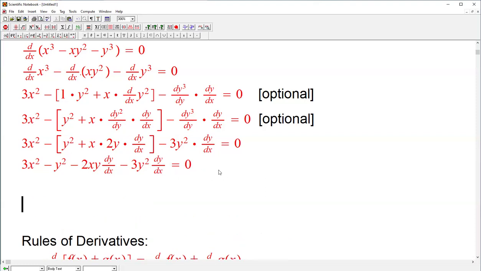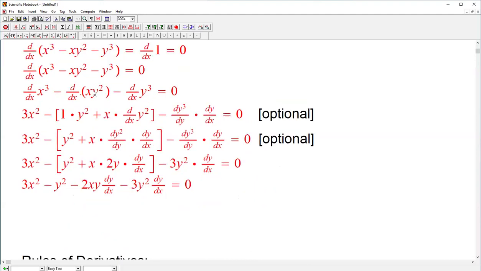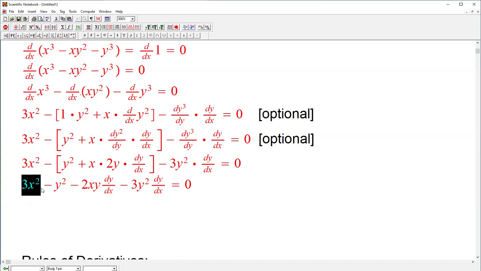And here we go. Remember, our goal is to isolate dy dx. That's what we want to solve for. These 2 terms contain dy dx, so we're going to keep them together and move the other 2 terms to the other side, meaning we're going to subtract 3x squared.